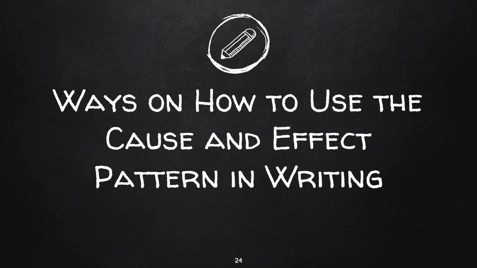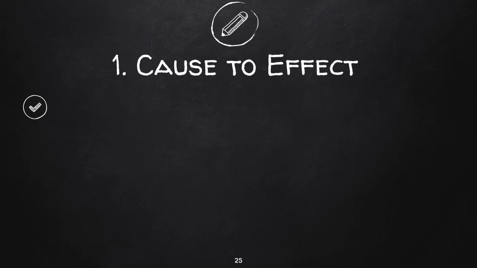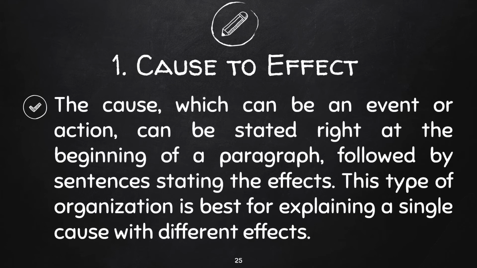Let's now have the different ways on how to use cause and effect pattern in writing. The first one is cause to effect. The cause, which can be an event or action, can be stated right at the beginning of a paragraph, followed by the sentences stating the effects. This type of organization is best for explaining a single cause with different effects.